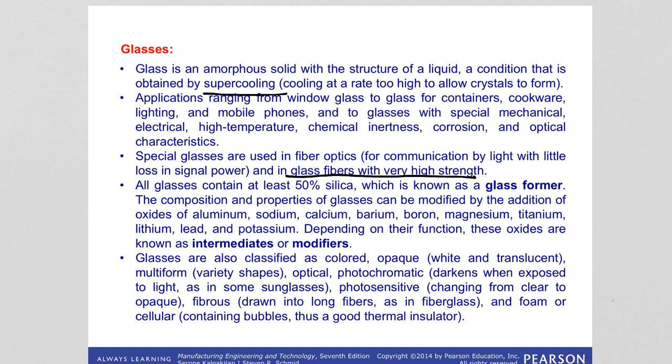So all glasses, we learned, are at least 50% silica, with other ceramics, other materials like alumina. So silica is known as glass former. Okay, what other materials do we add to the glass to modify the structure? We add oxides of aluminum, sodium, calcium, barium, boron, magnesium, titanium, lithium, lead, potassium. So depending on their function, these are called modifiers. If you look at the structure, you will understand.